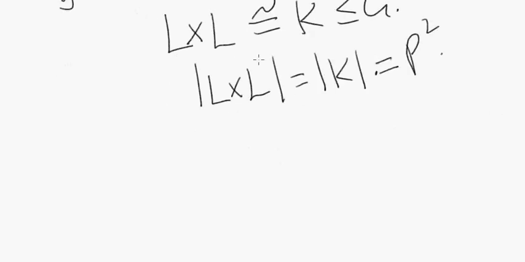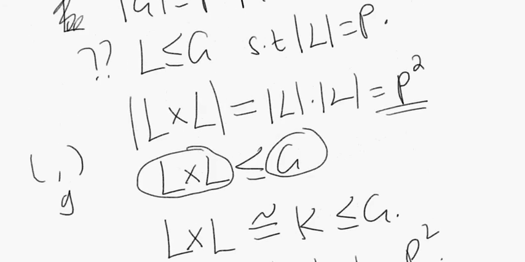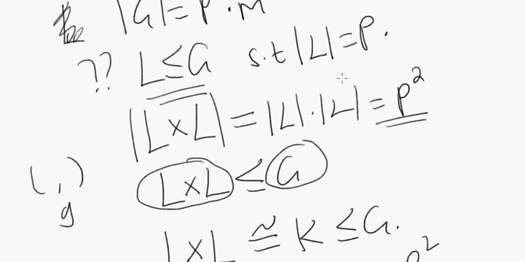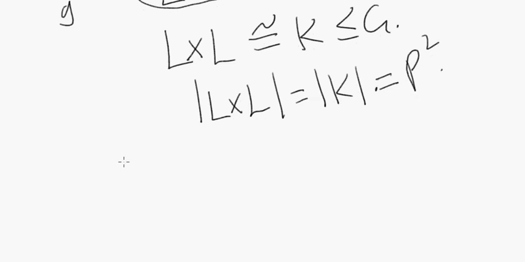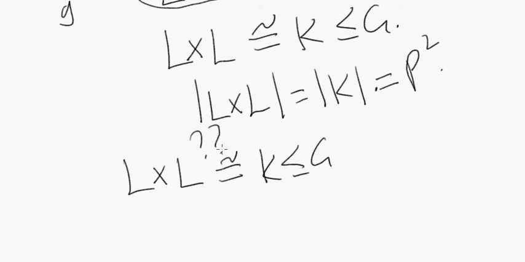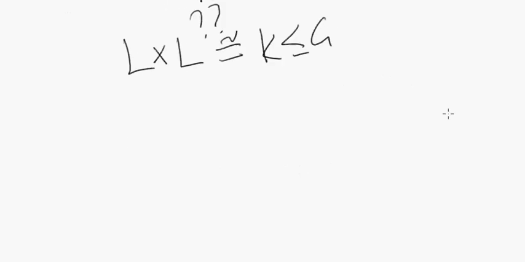So, ultimately the challenge lies in, well, we have a bunch of question marks, obviously. Let's not forget. One is, why can we assume that there's a subgroup of order P? And the second question is, suppose we actually have assumed that there's a subgroup of order P. How do we know that we can find an isomorphism between L cross L and some subgroup K of G? How do we know that we can do this, right?